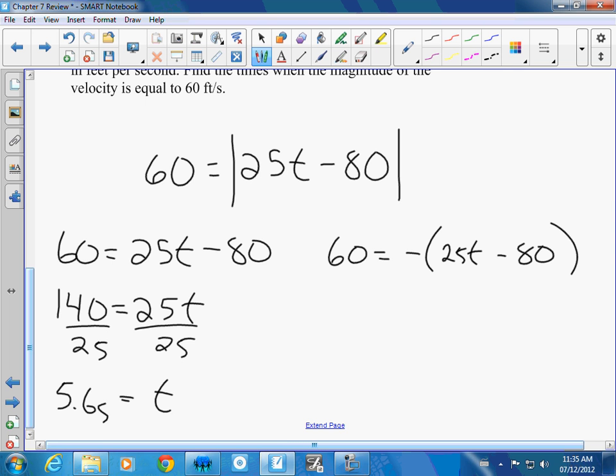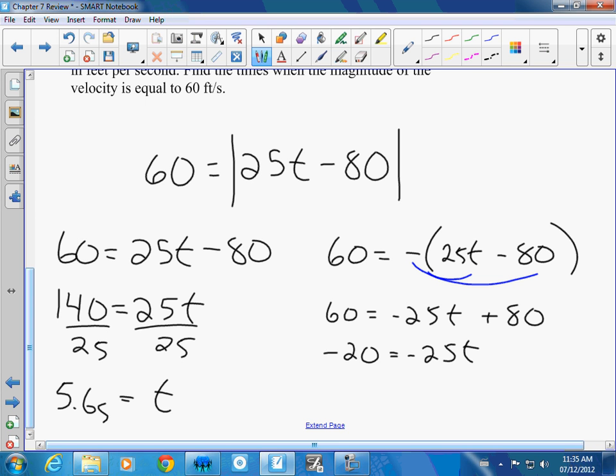So what do you do with the negative? Well, you can divide or you can distribute, it doesn't matter. So 60 equals negative 25t plus 80. Move the 80 over to the other side, what do you get? Negative 20 equals negative 25t. Negative divided by a negative is still a positive. Can time be negative? No, it's going to work out for you always. So what do you get? 0.8 seconds.